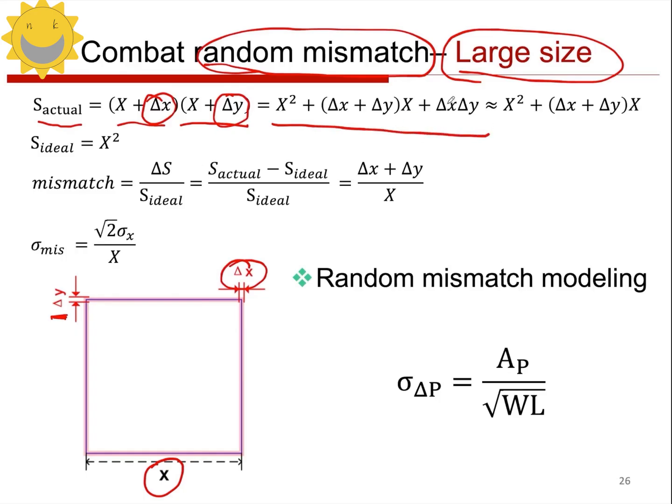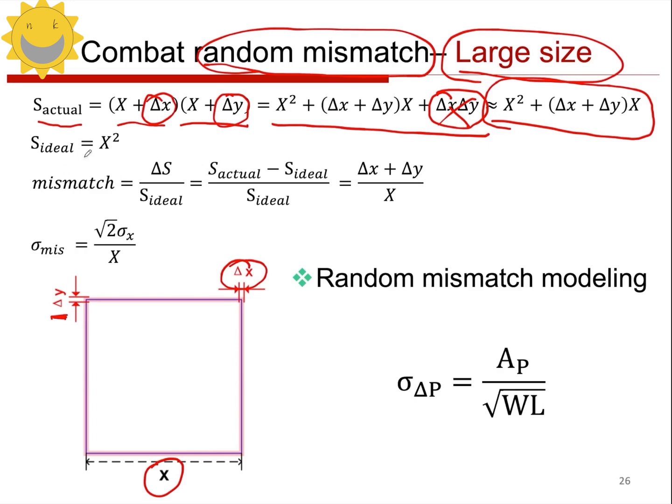In this formula, there is a delta x multiplied by delta y, which we consider a high-order term, because delta x and delta y are originally random deviations that are relatively small. When you multiply the two, it becomes even smaller. Therefore, we can ignore this term and focus on the remaining part, which represents the area after processing.